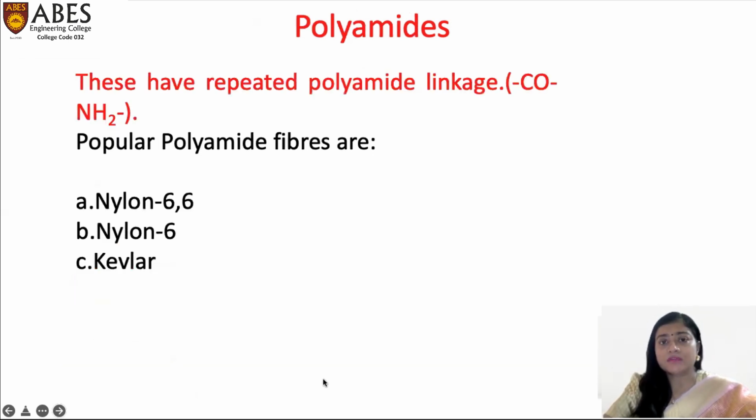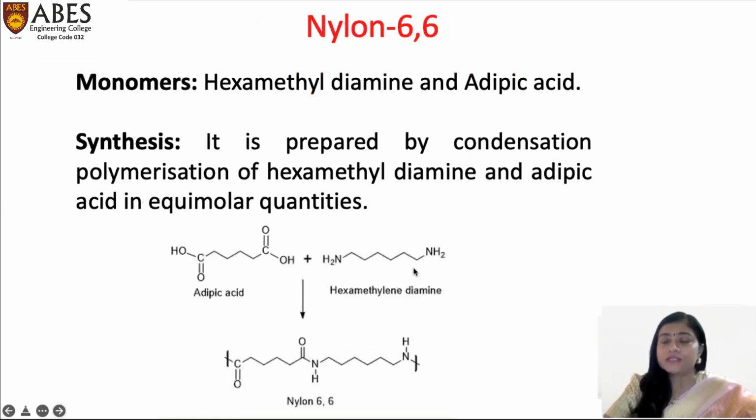Now let's first start with polyamides. Polyamides have the repeated polyamide structure like we just discussed, C double bond O NH2. Some popular polyamide fibers, which are famous in industry and commercially used vastly, are nylon 6,6, nylon 6 and Kevlar. Let us study how they are synthesized, what their properties are, and their applications in detail. First, we'll study nylon 6,6.